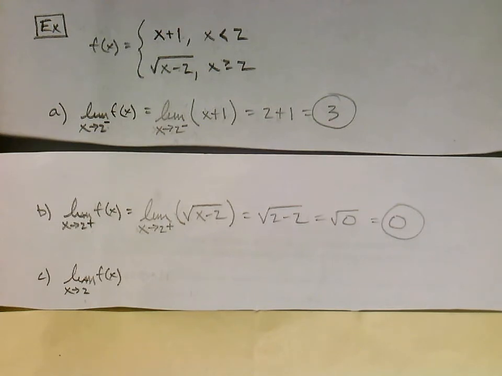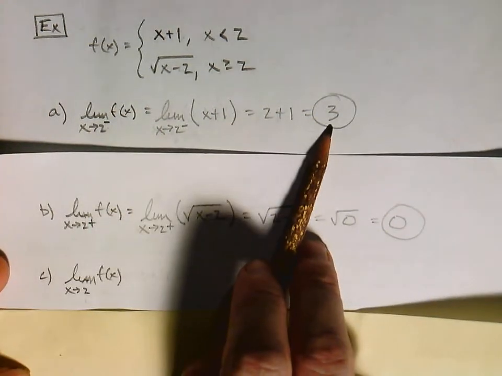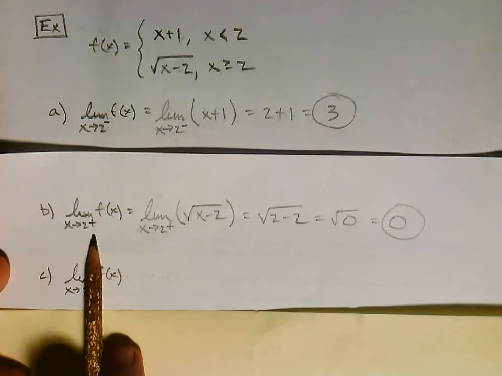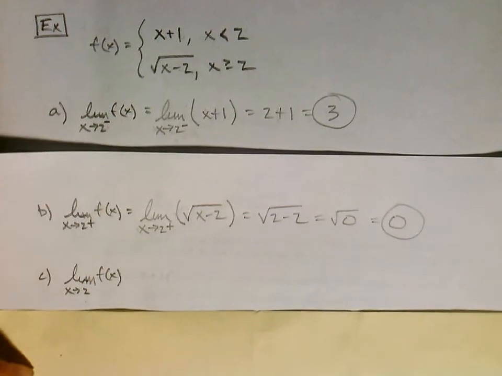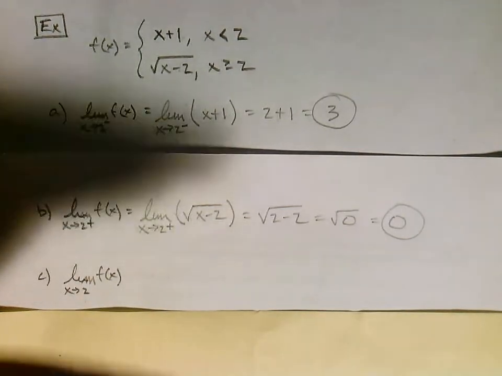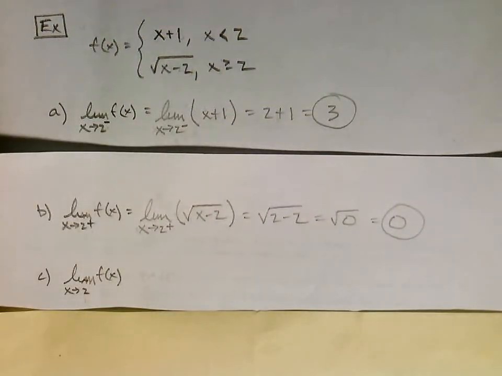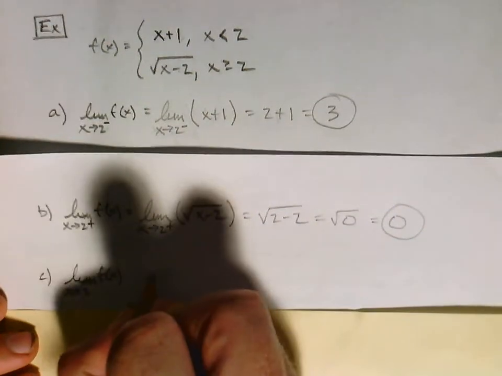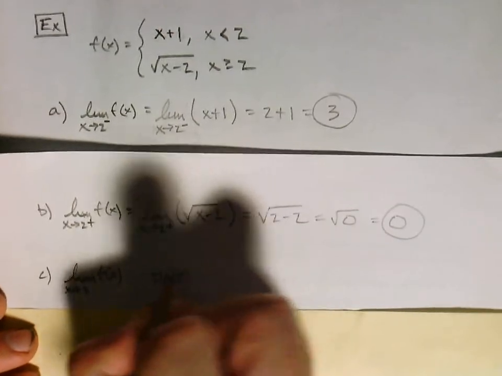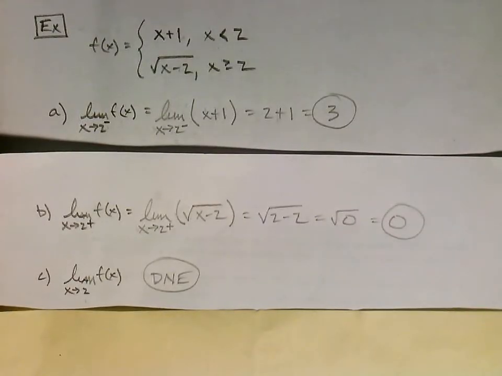Well, you'd have to go back to the answers to the left and the right. On the left, it was 3. Approaching from the right, it was 0. So one is going to 3, one is going to 0, right? They're not matching up. So what's the answer? Does not exist, or you could just write DNE. The left side did not equal the right side.